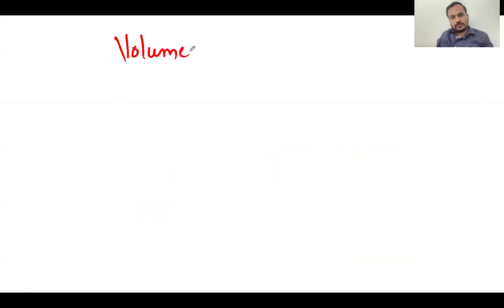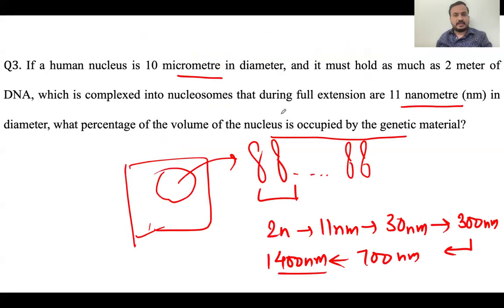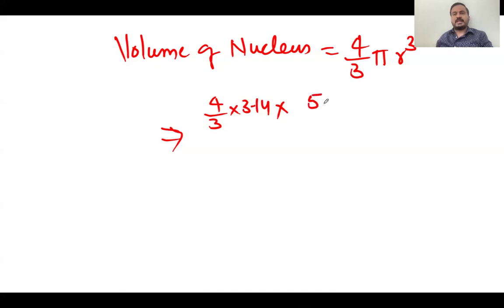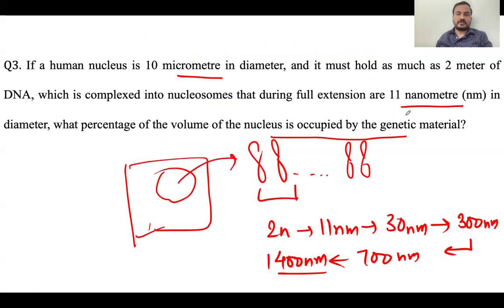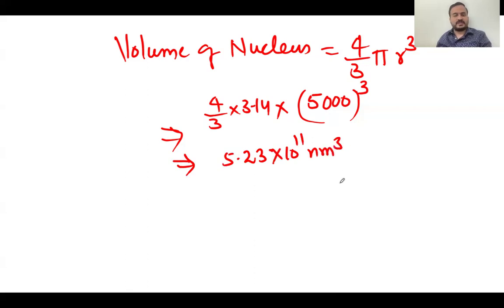So the volume of the nucleus, first you need to calculate, which is nothing but the volume of a sphere. And in this case, you can calculate this via the formula 4 by 3 pi r cube, correct? Which in this case is going to be 4 by 3 into 3.14 into r. The diameter given is 10 micrometers, so r is going to be 5. And remember, since the size of the nucleosome is in nanometers, we should convert it into nanometers. So 5 micrometer corresponds to 5,000 nanometer and then cube. I hope this is clear to each and every one of you. And if you try to calculate, you will get it. You can make use of the calculator. 5.23 into 10 to the power 11 nanometer cube.